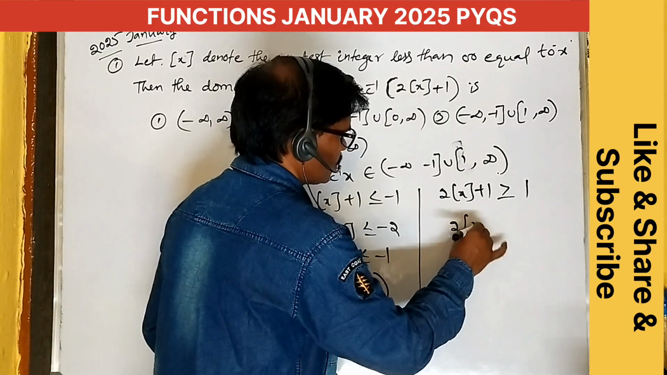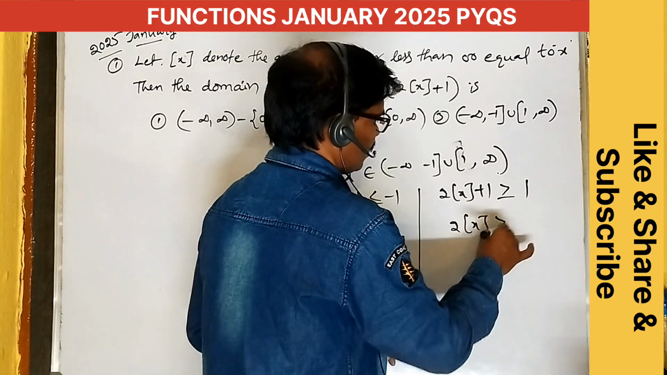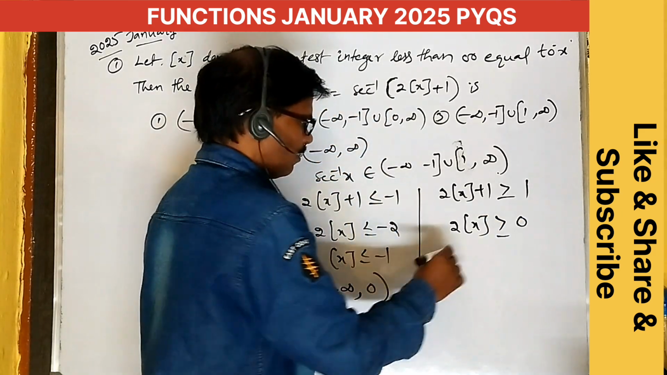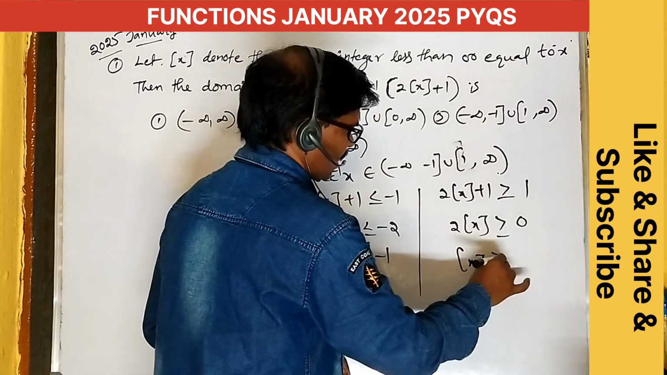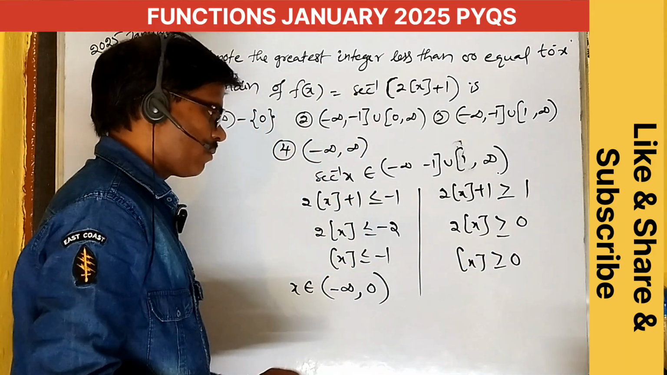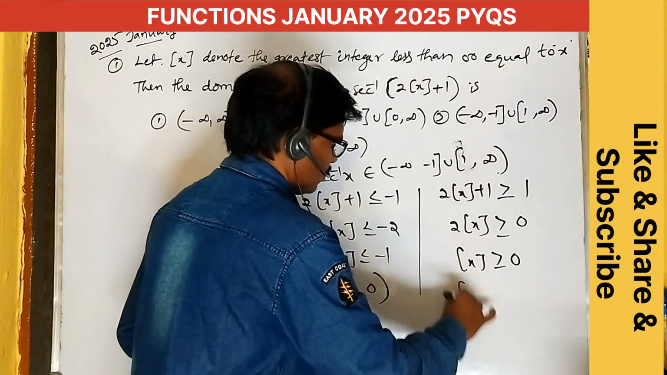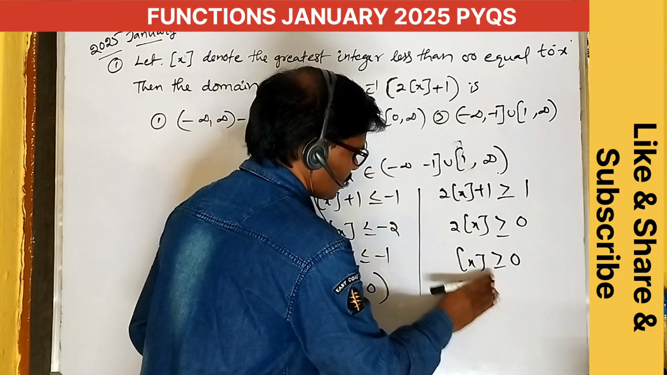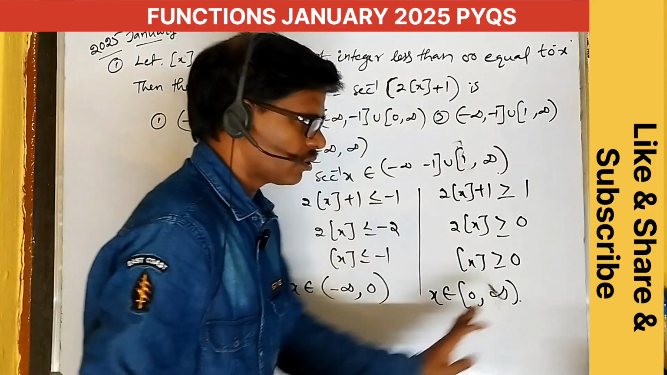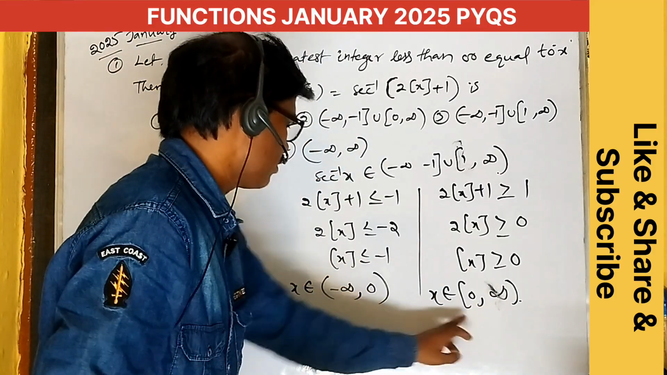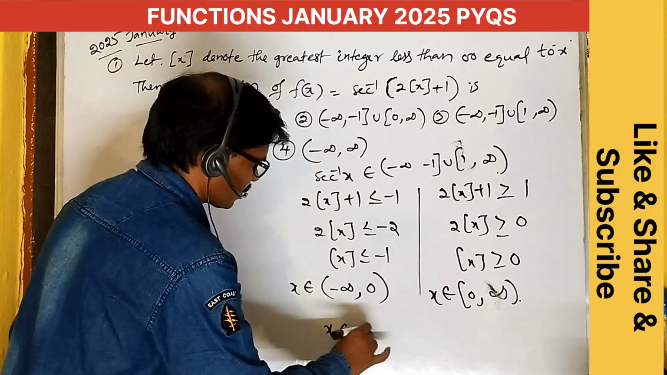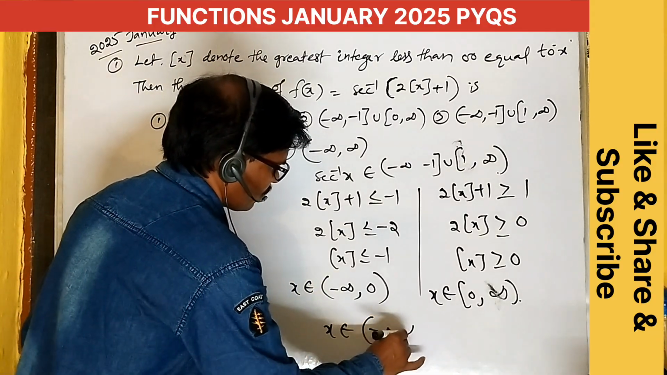Next, take this side, 0: 2[x] is greater than or equal to 0, so [x] is greater than or equal to 0. Means x belongs to 0 including, to infinity open interval. This includes 0, the other excludes 0. What is the total answer? x belongs to minus infinity to plus infinity.